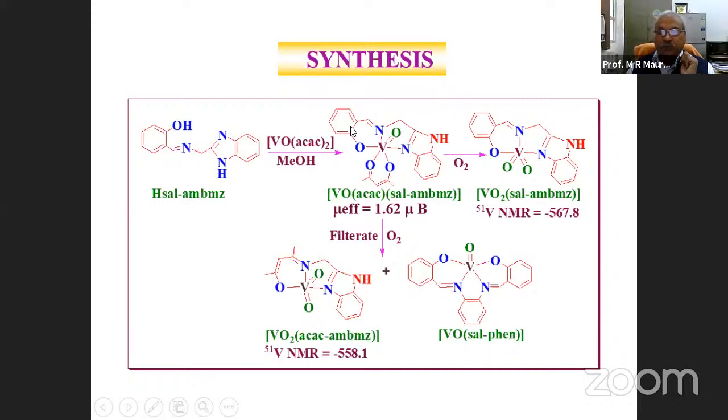Another thing is that if we put it in a solvent and pass oxygen, then this compound is converted completely into the dioxo. That is expected, and that gives a very nice 51V NMR signal at around minus 567. So we could characterize it. So within one reaction system, we could get compounds 1, 2, 3, and 4, and that was the beauty of this reaction.